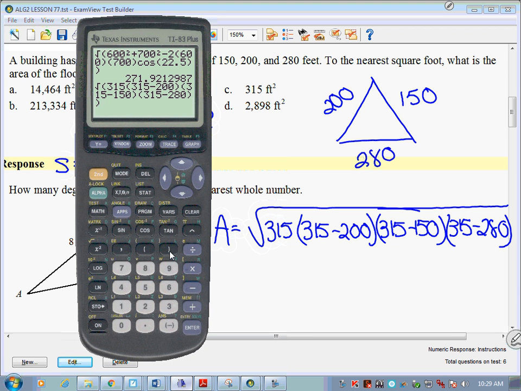Does anybody have an answer before I hit enter? What did you get? What did you get for your area? 14,464. I heard 2 people say. Anybody else get an answer yet?